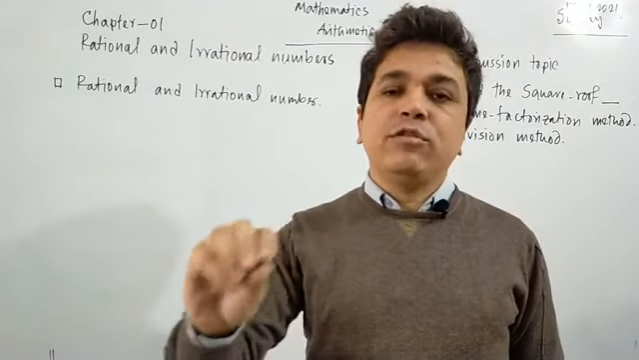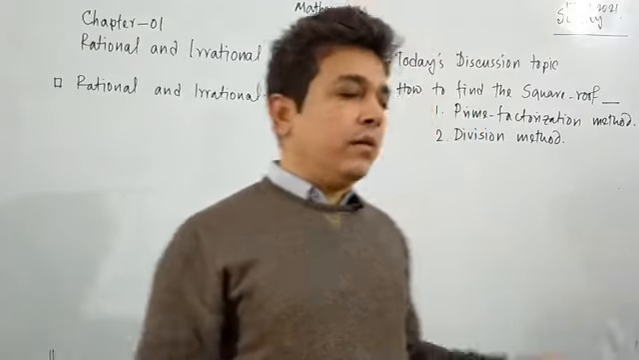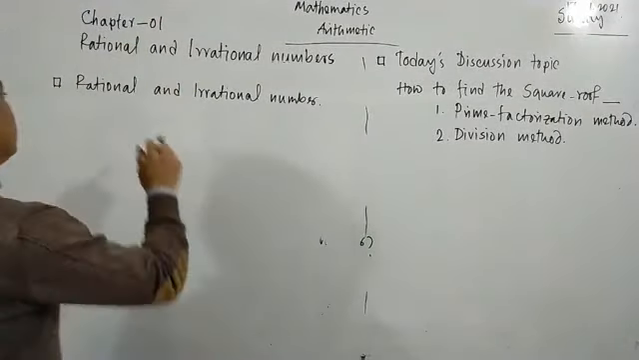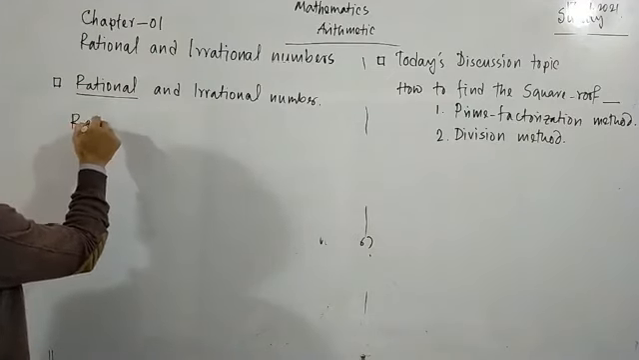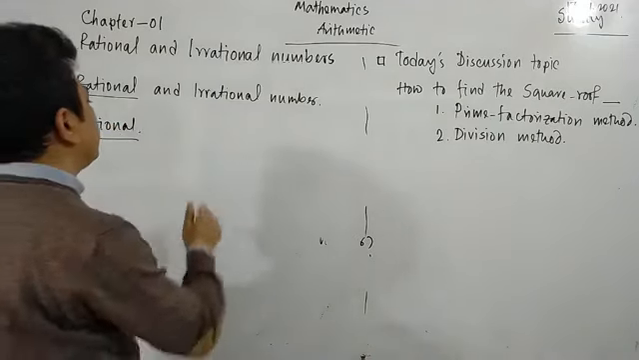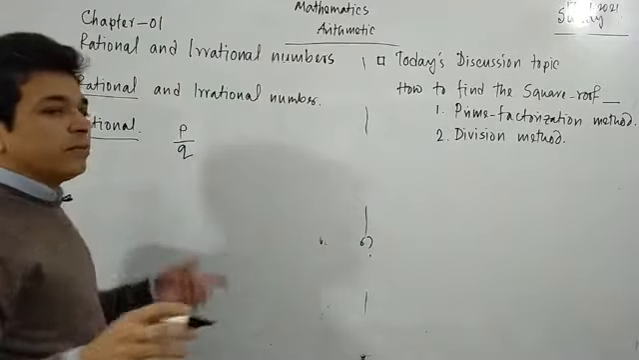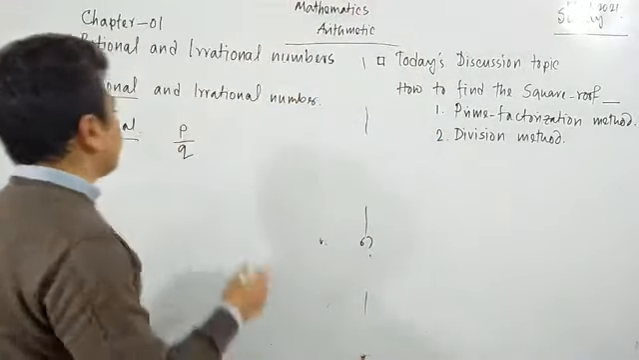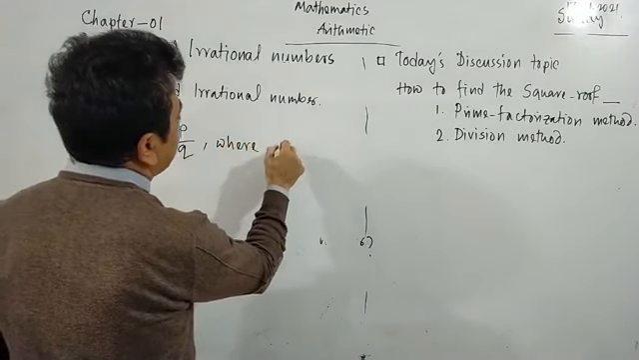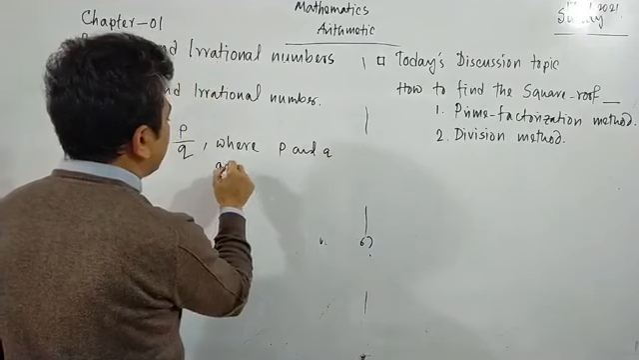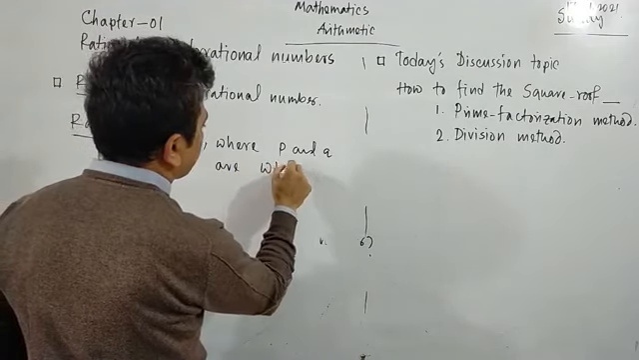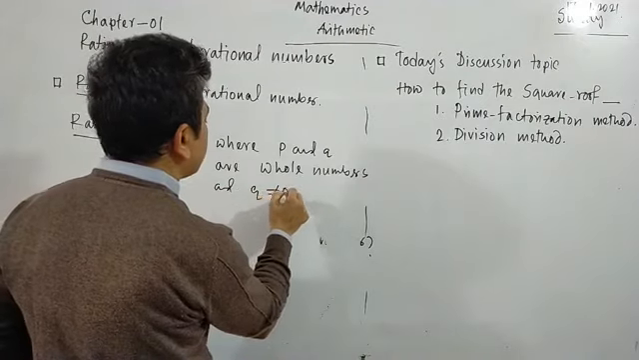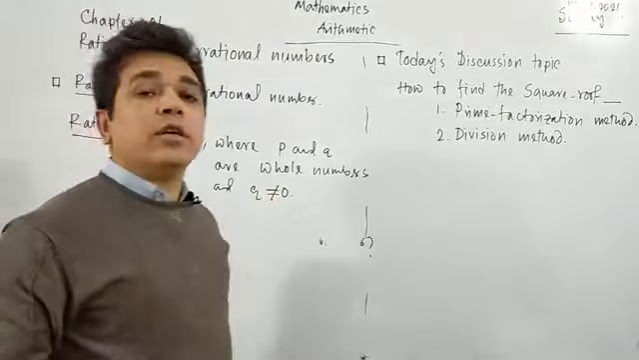A rational number is any number which you can express in the form of p by q. What is p by q? Yesterday I wrote all the definitions on the board. Any number we can express in p by q form, which is fractional form, where p and q are whole numbers, and q is never 0. q is not equal to 0.